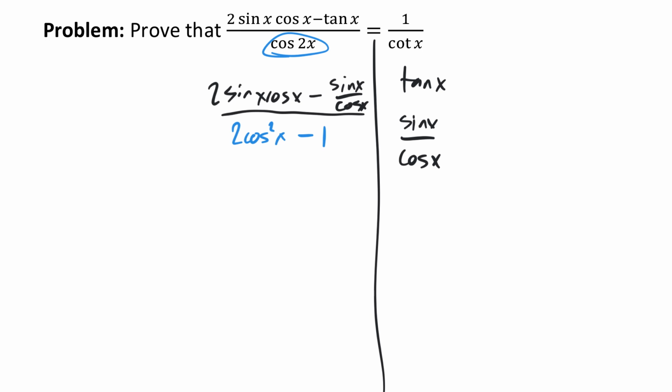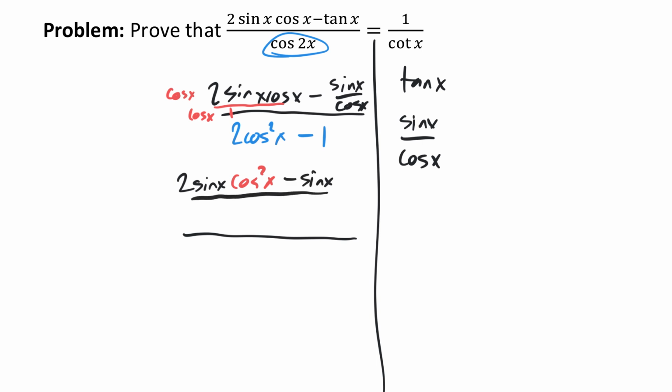We have to get a common denominator in that fraction. Ooh, yikes. Okay, so this will give us 2 sine x. Right, if you imagine this guy as all over 1, we need to multiply by cos and divide by cos. So that's going to be cos squared, because there's going to be 2 coses in the top. Yikes. Minus sine x over that cos x, and then all over the 2 cos squared x minus 1.